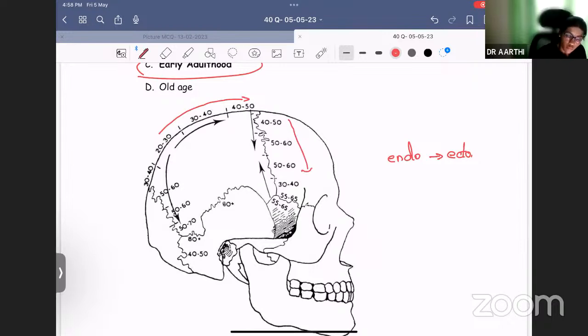Now again, in the rest of the places, it goes from the center itself. 20 to 30, 30 to 40, 50 to 60, 50 to 70, and then 80, right? Here where your pterion is, the three bones meet. At this place, again, the last bit of fusion, 30 to 40, will happen. Just remember a basic of it. 20 to 30, it starts over here and progresses forward.